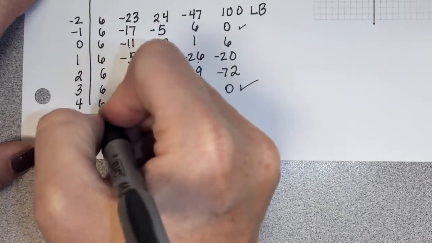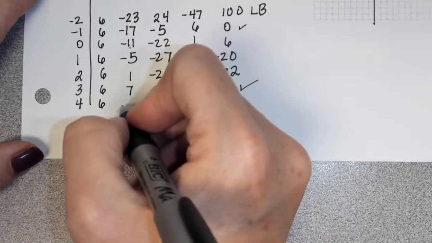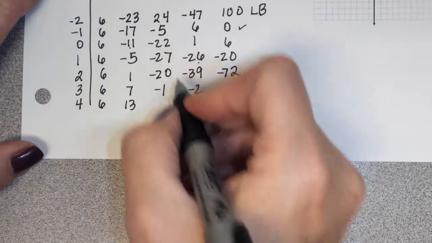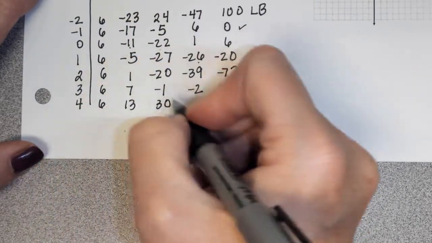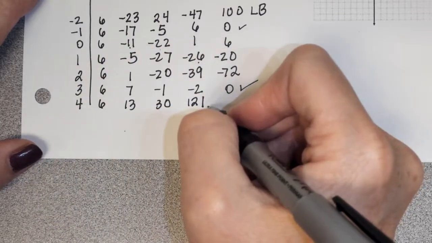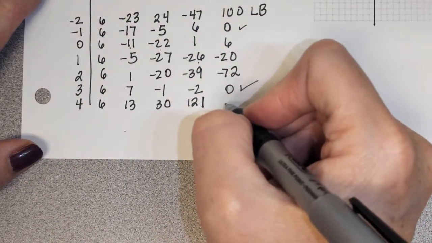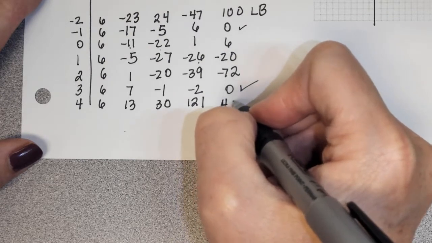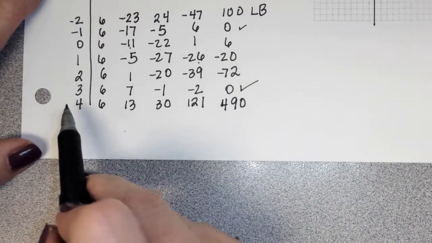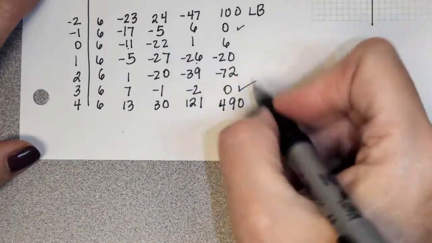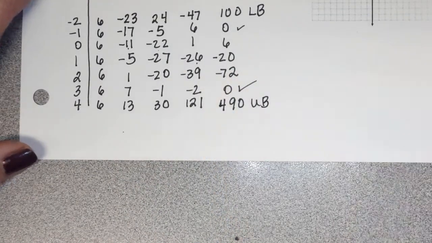I'm going to go a little further. Try 4. 24 added. That's going to be 52 added. It's 120 added. And that's 484 added. All right, so I'm going to stop now. Why? That's my upper bound. There cannot be zeros beyond there.